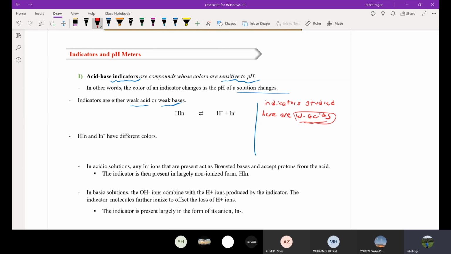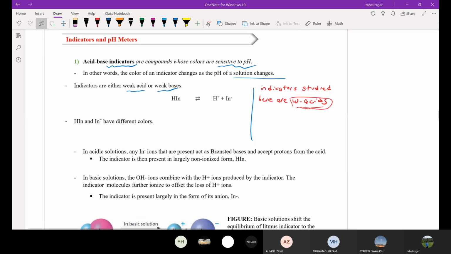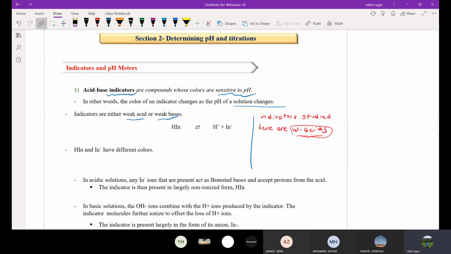So for example, if you put an indicator into an acid, or you put an indicator into a base, they will change color, but themselves also are actually weak acids and weak bases. They also act as acids and bases.